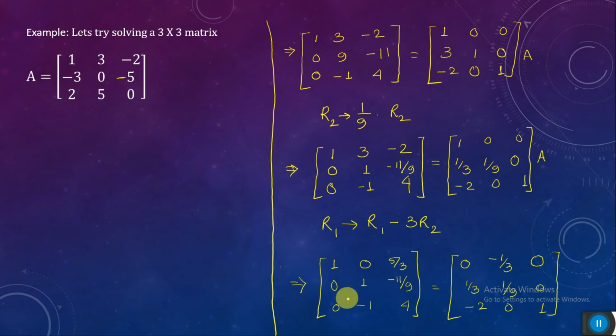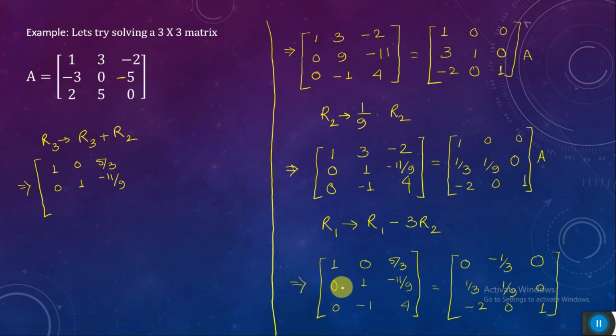Now you can see I needed 0 here. So what will I do? Row 3 tends to row 3 plus row 2, because I can just add and get 0, right? You don't need to multiply anything. So row 1 and row 2 are not affected. So I will write 1, 0, 5 by 3, 0, 1, minus 11 by 9, and this one is 0 plus row 3 plus row 2.